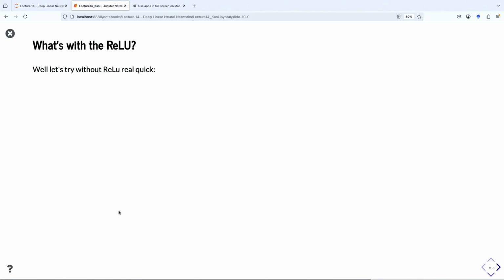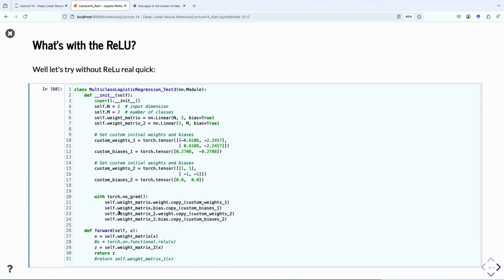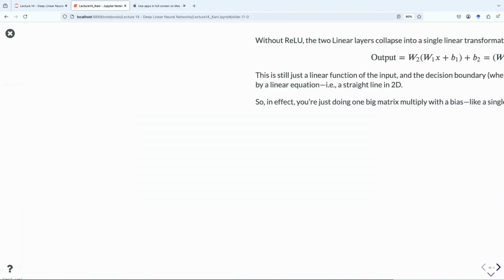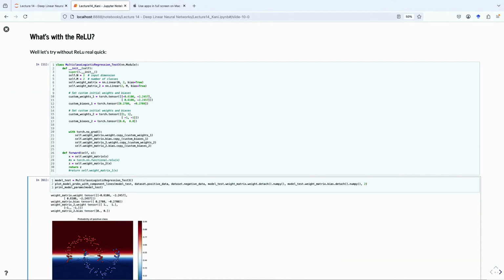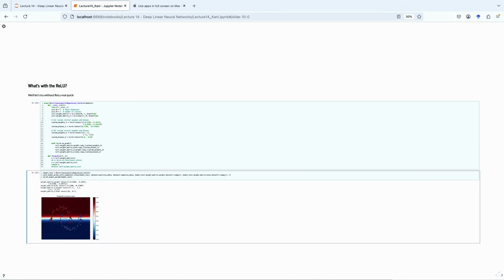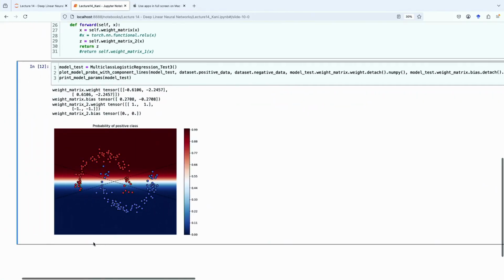Let's try what we just did without ReLU real quick. So we have the same multi-class linear regression, and all I'm doing here is commenting out the ReLU. So if I comment out the ReLU, what happens in this case? Well, if I run it, and I run that, then I get a straight line again.